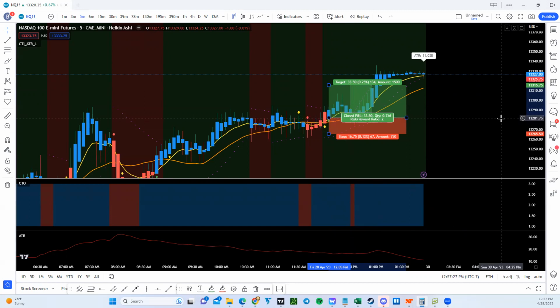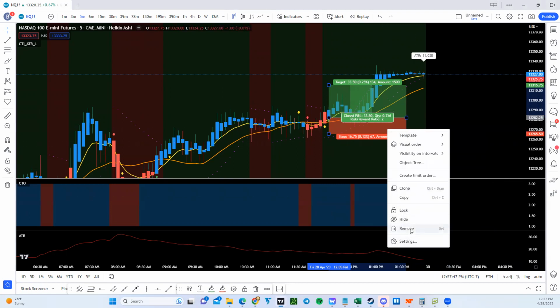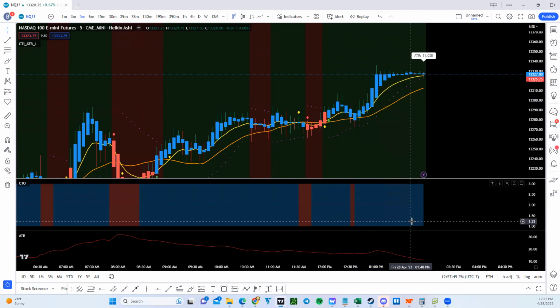So it doesn't look like it moved very far. But even just that amount right there would have been a decent profit for a day. $2,600, trust me, that's nothing to turn your nose at. So that's just an overview of how to use these indicators.